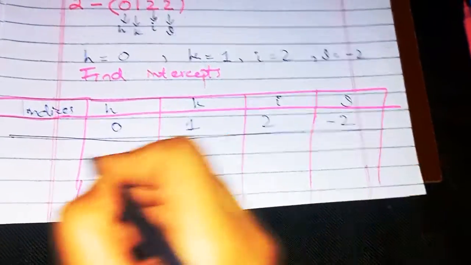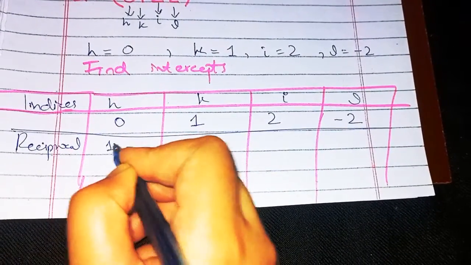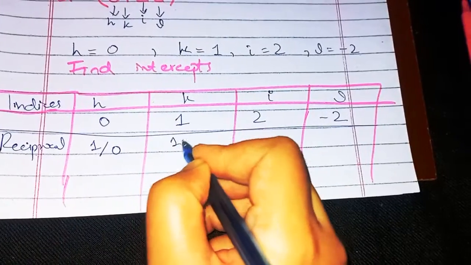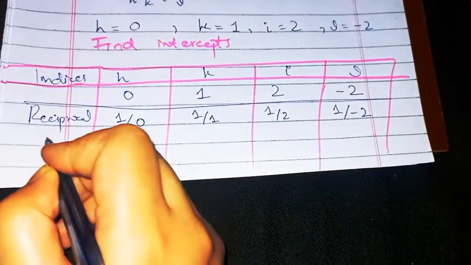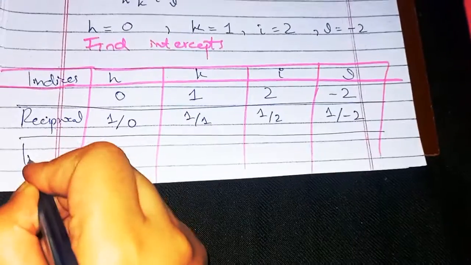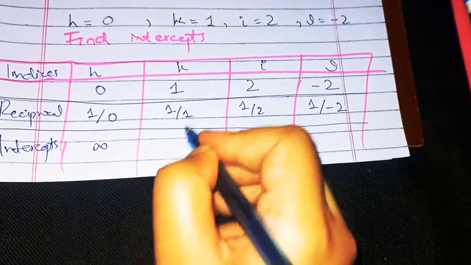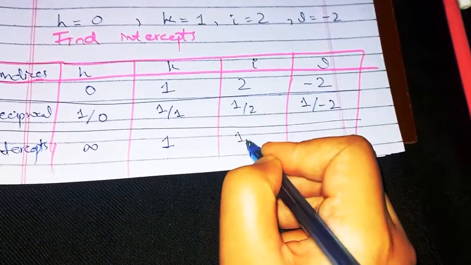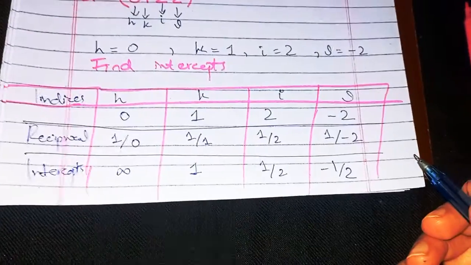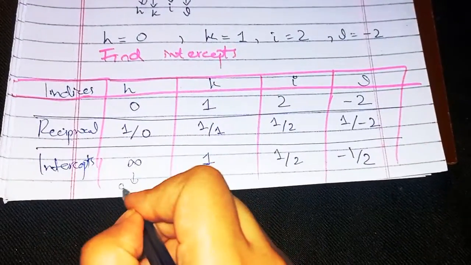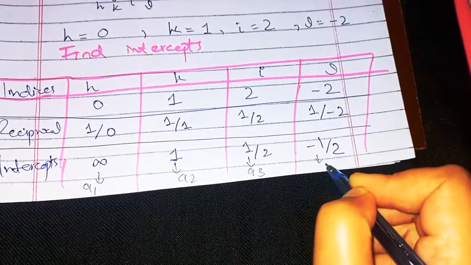Now the next step is to take reciprocal, dividing by 1. So 1 by 0, 1 by 1, 1 by 2, 1 by -2. And we get intercepts at the end. 1 by 0 is infinity, 1 by 1 is 1, 1 by 2 is 1 by 2, and 1 by -2 is -1 by 2. This is A1 intercept, this is A2 intercept, this is A3 intercept, and this is the Z intercept.